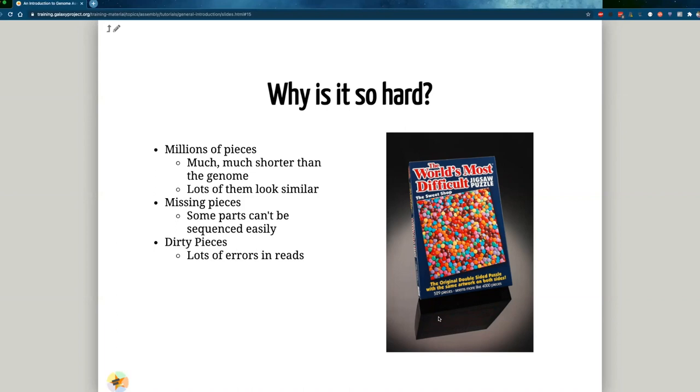And another problem is that a lot of the sequence is repeated throughout our genomes and throughout the genomes that we're studying. And so they look very, very similar. And there's lots of missing pieces. So some of them just can't be sequenced. They're too high in GC content. It could be lots of reasons. And there could be a lot of errors in some of those reads. So it's kind of like doing a jigsaw puzzle where you don't know what the picture is. Your dog's got to some of the pieces and chewed some of them, so they don't quite fit anymore. And one of your children's drawn over the top of some of them with texture. And so it's actually quite a difficult problem.